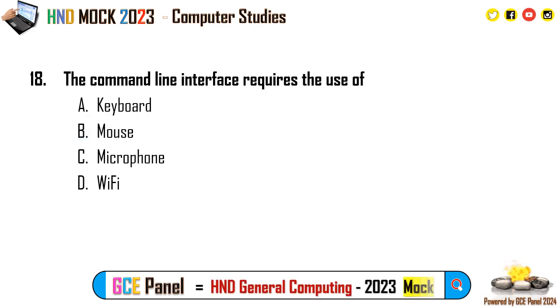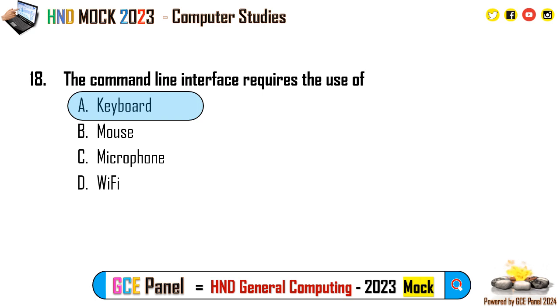The command line interface requires the use of. So with the graphical user interface, we use menus and icons to work on the computer. But with the command line interface, we need just the keyboard. Okay, we don't really use the mouse or microphone or Wi-Fi. You just need the keyboard. And you can access the command line interface on your computer by just holding down the Windows key and pressing R. Windows R, a small pop-up is going to appear with CMD there, okay? If it does not have CMD, depending on the version of your Windows, you enter CMD and press OK, you will see more features, okay? So we have the keyboard.